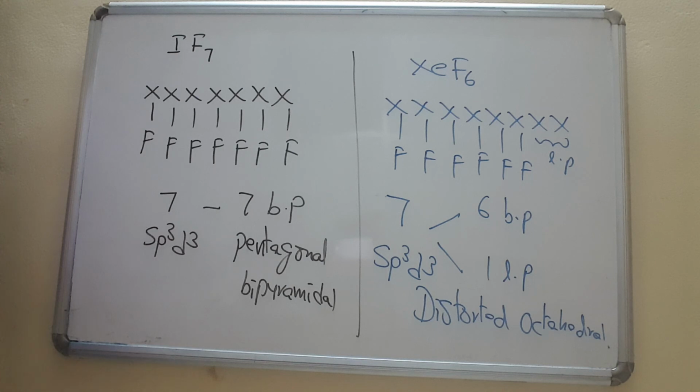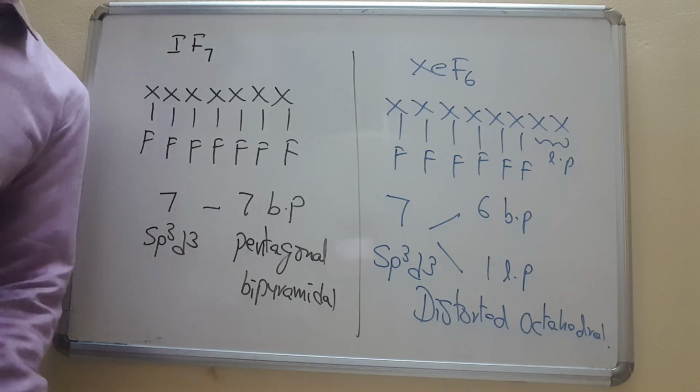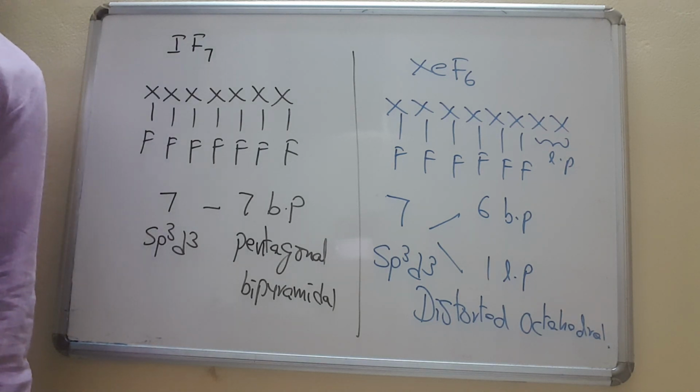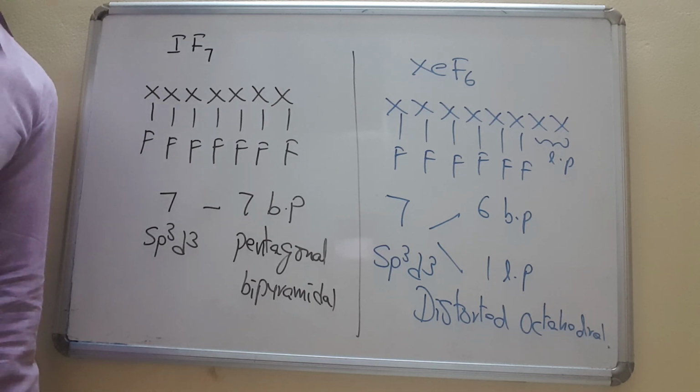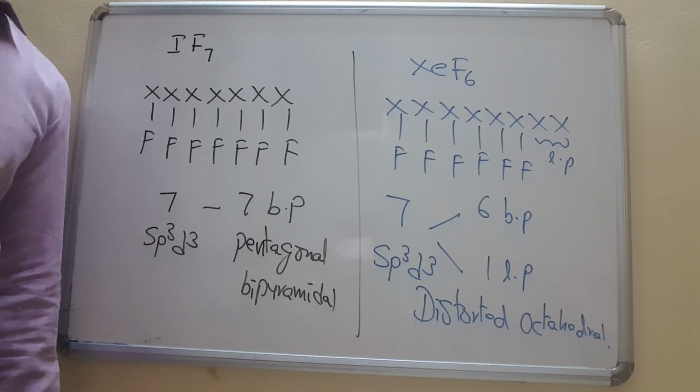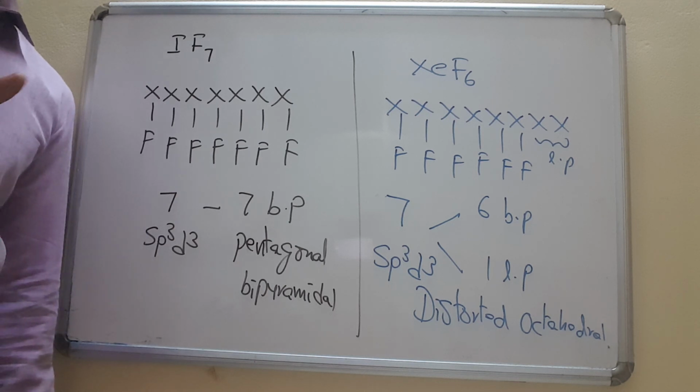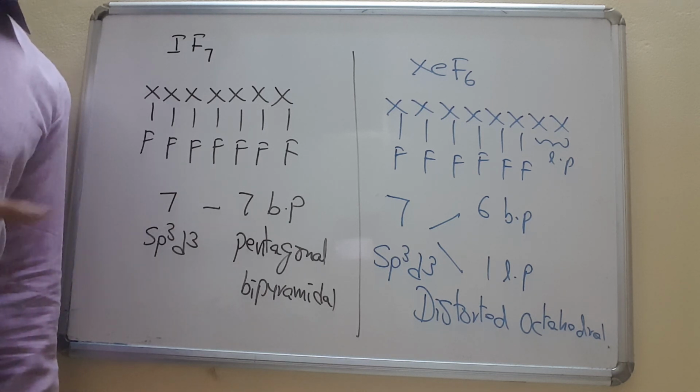Okay, that's enough, students. So if you remember the table, you can easily find out the shapes and geometries and hybridizations, everything. So that one table is enough to answer any question related to hybridization and shapes.